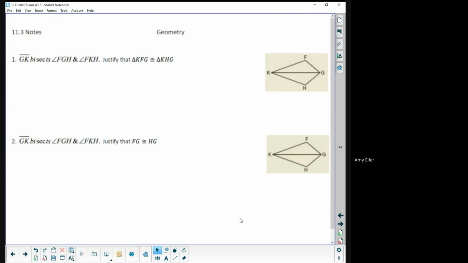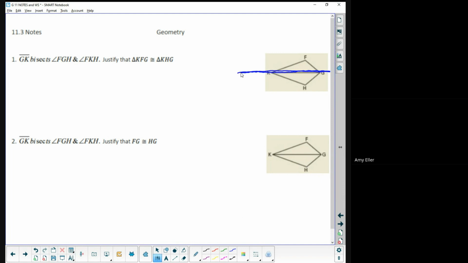11.3 notes. The first one is just review, nothing new in number 1. But number 1 is really important for number 2. So here we go. Number 1, GK, which is a segment. I'm going to draw it really long.